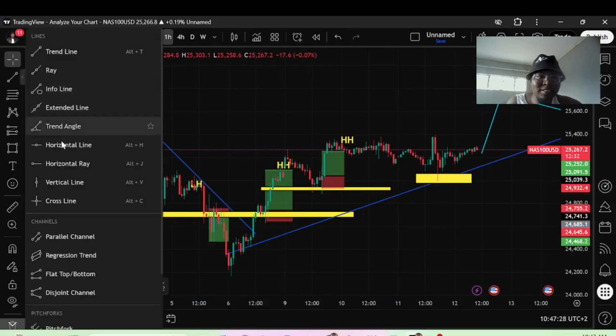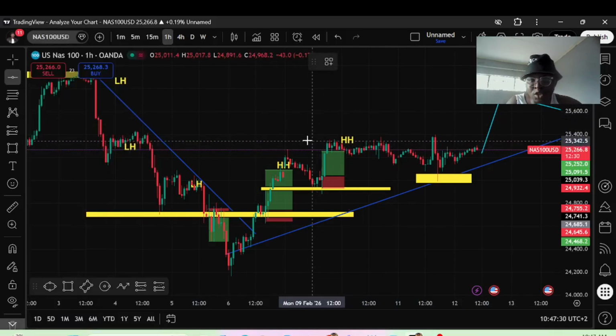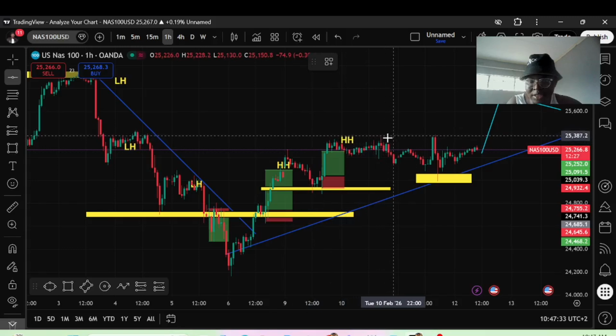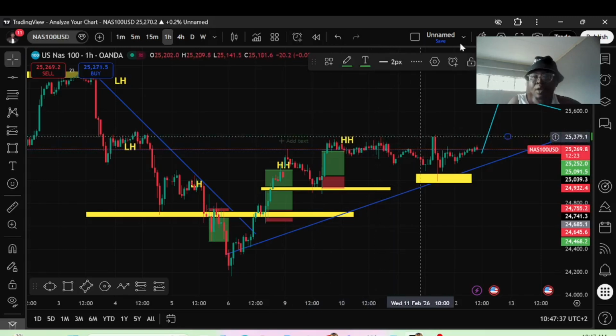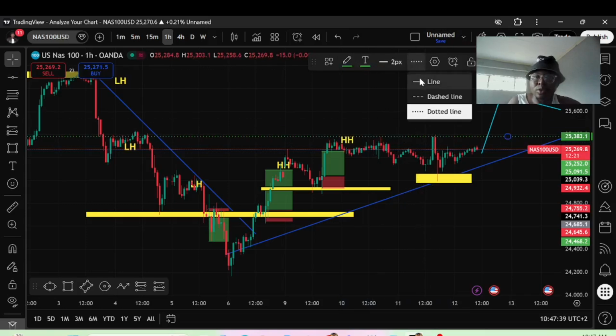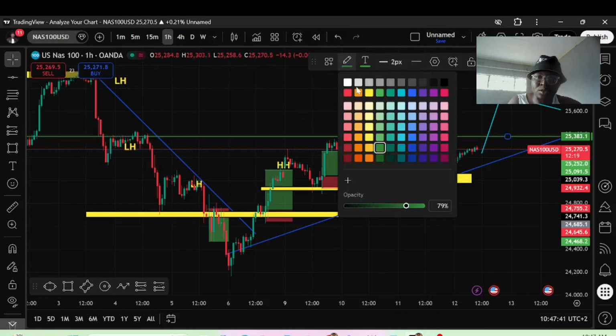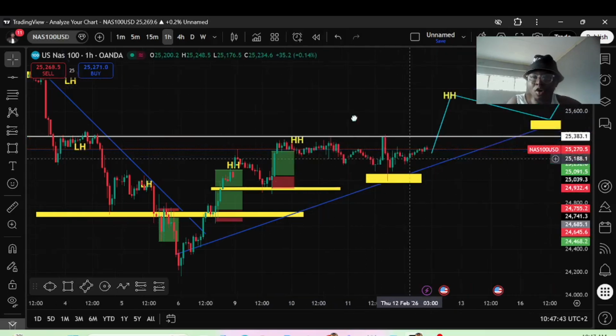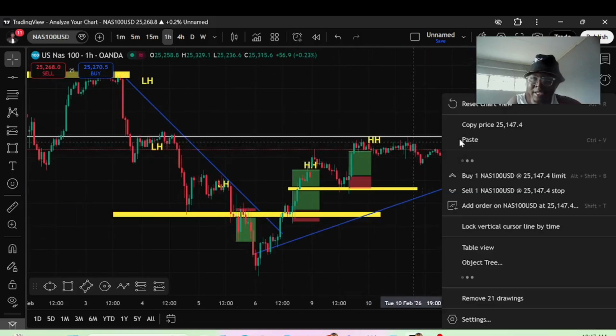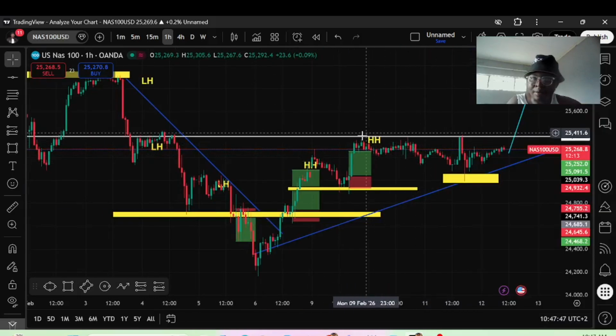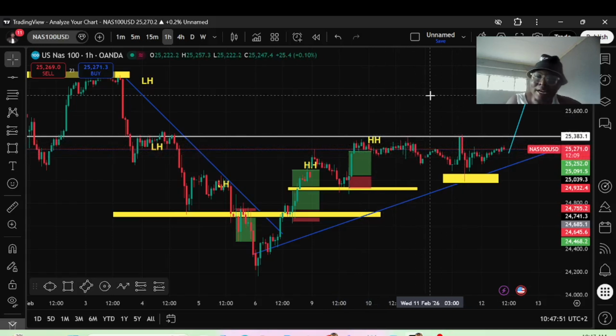Now I can see here that there is a strong rejection. There is a strong resistance here. Let me make it a solid line and change the color to white. So there's a strong resistance here, because the market doesn't want to cross. It keeps not wanting to cross.